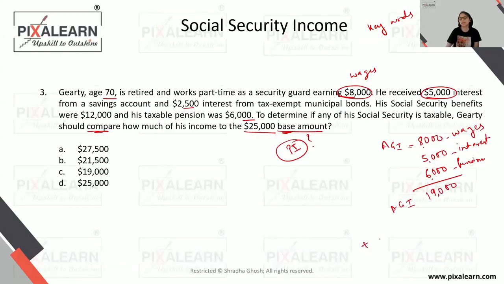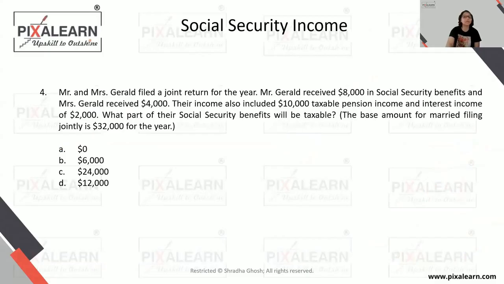To that I'm going to add his tax exempt interest income, and I'm going to add half of his social security benefits. Tax exempt interest is 2,500 and his social security benefits was 12,000. So half of 12,000 is $6,000. Add this up and tell me the answer. I think it is 27,100. Now go to the next question.